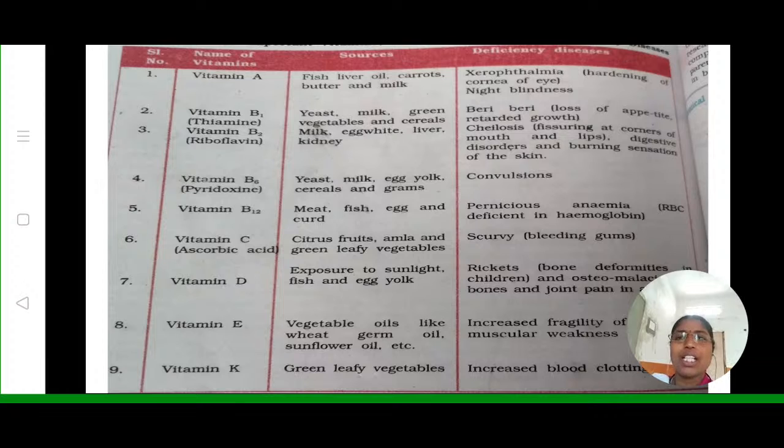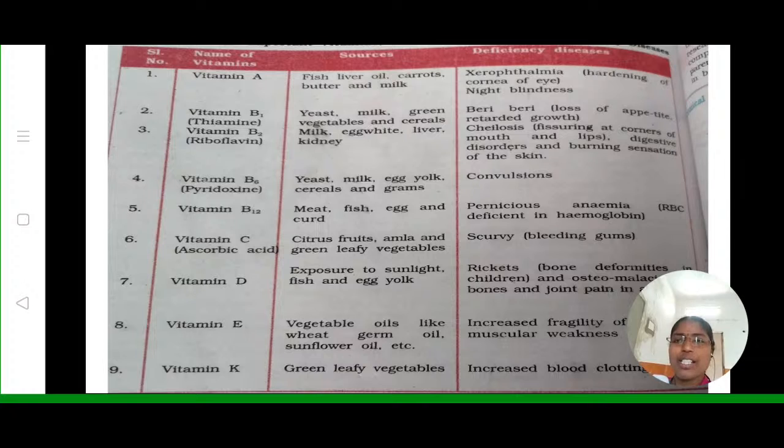The deficiency is cheilosis, meaning inflammation at the corners of the mouth and lips. Also digestive disorders and a burning sensation of the skin. These are the three disorders or deficiencies of vitamin B2. Okay, next vitamin B6. The scientific name of vitamin B6 is pyridoxine. The sources of B6 are yeast, milk, egg yolk, cereals and grams.